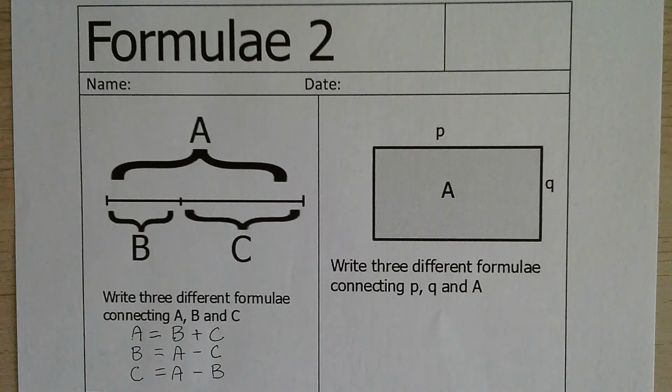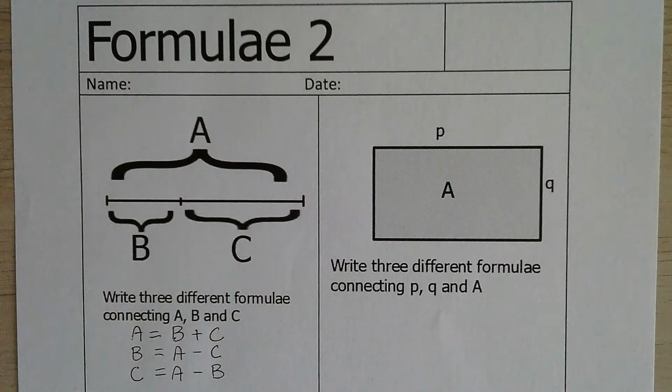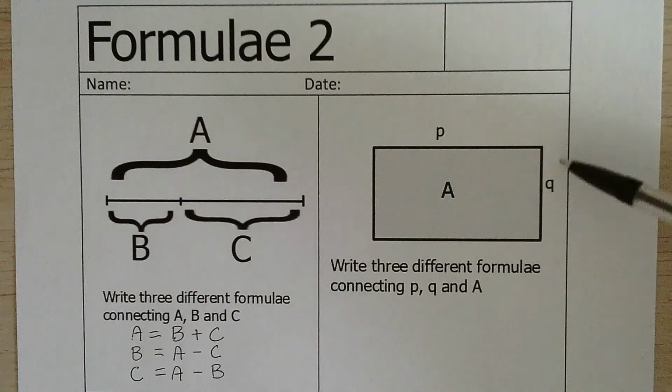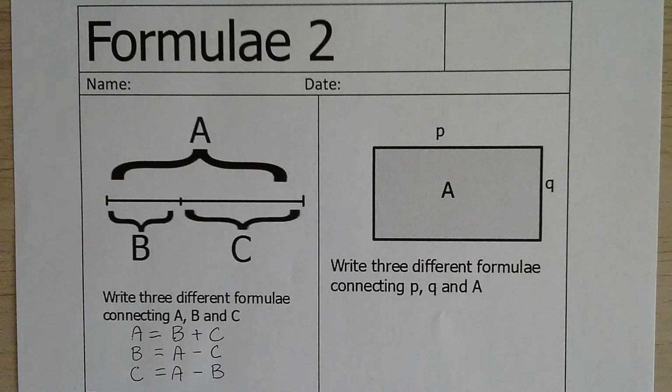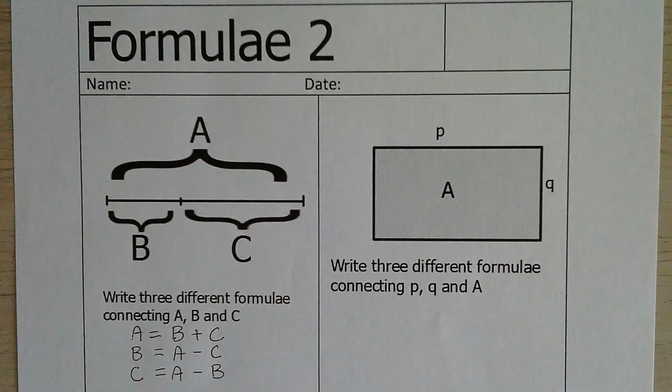Our next question is similar, but we have a different diagram here. P represents the length of the base of a rectangle. Q represents the length of the height of the rectangle. And A represents the area of the rectangle. We need three different formulae that connect P, Q and A together.